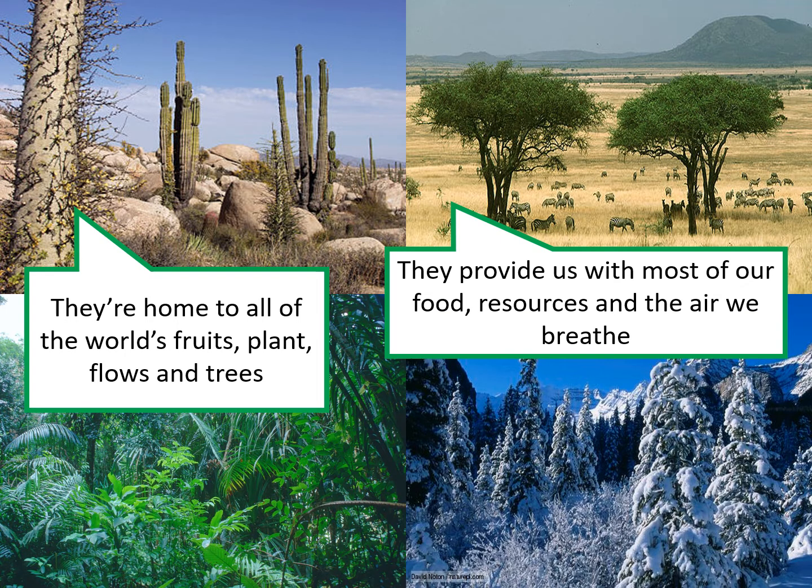They're also home to the world's fruits, plants, flowers and trees. So we can see here we've got a mixture of cacti, we've got luscious green forests in the tropical rainforests. We've then got more sparsely distributed plants and trees, which is in the savanna in the top right-hand corner. And then we've got a tundra, which is obviously very snowy, similar to the weather we actually have today whilst I'm recording this video. And they provide us with food, resources and the air that we breathe.